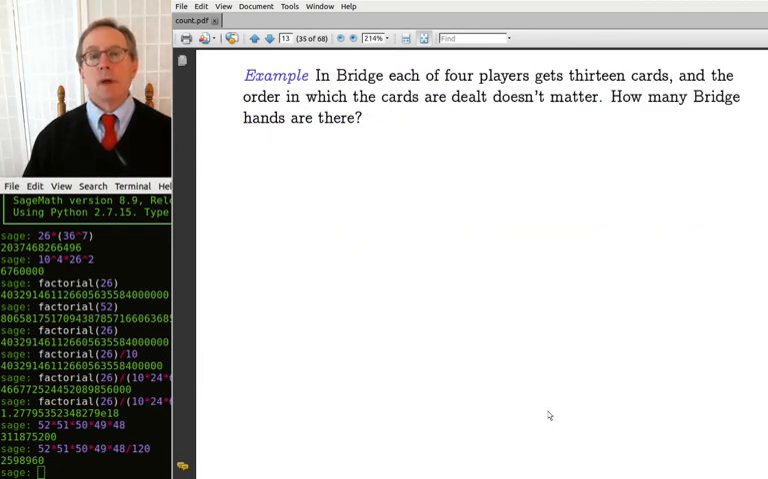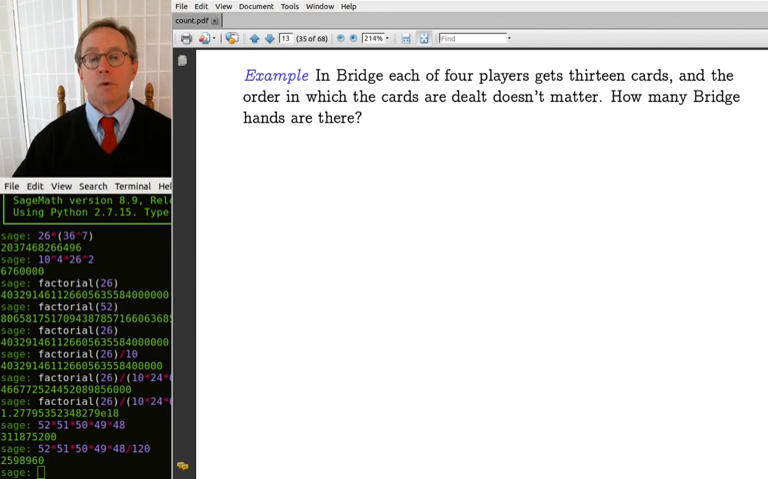Okay, so some quick examples. In bridge, I've never played bridge, but each of the 4 players gets 13 cards, and the order in which the cards are dealt doesn't matter.